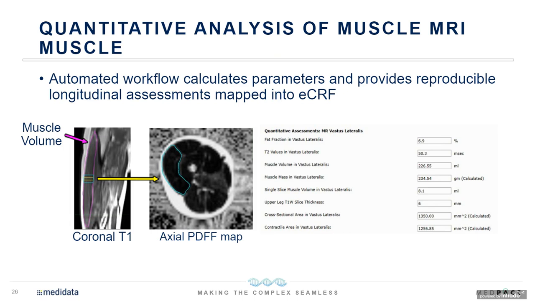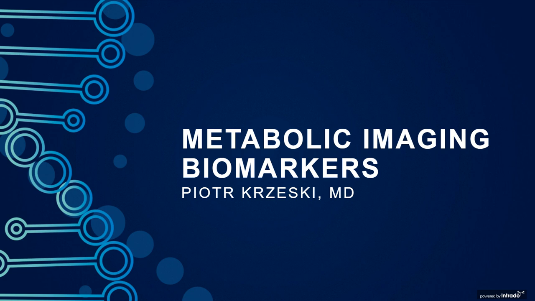The Core Laboratory analysis pipeline computes the parameters and then passes the data back to the Rave Imaging ECRF. And the key to success for all imaging analyses has been streamlining the process, maximizing reproducibility, and making life as simple as possible for the sites, the readers, and the data managers. And with that, I'd like to pass things over to my colleague Piotr Krecki, who will discuss metabolic imaging biomarkers.